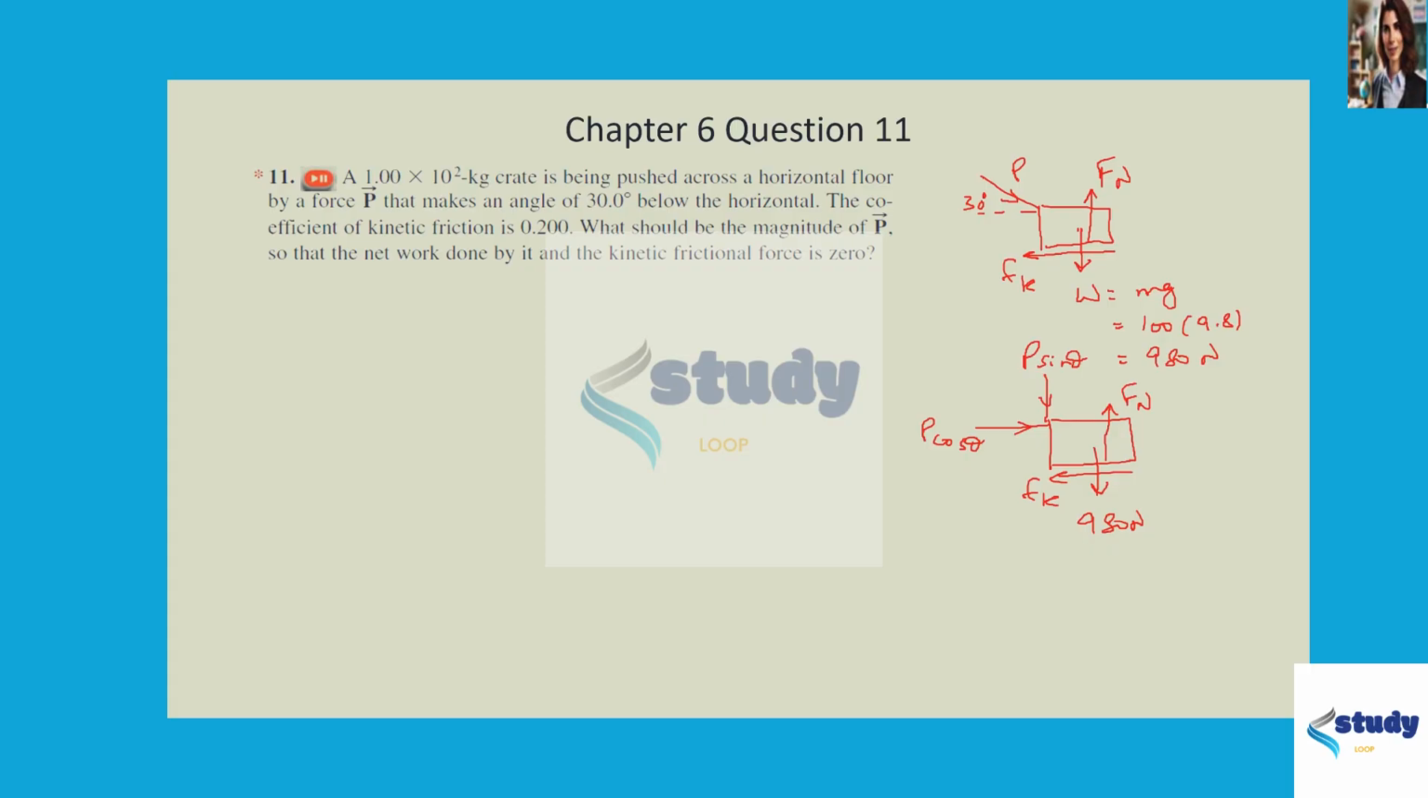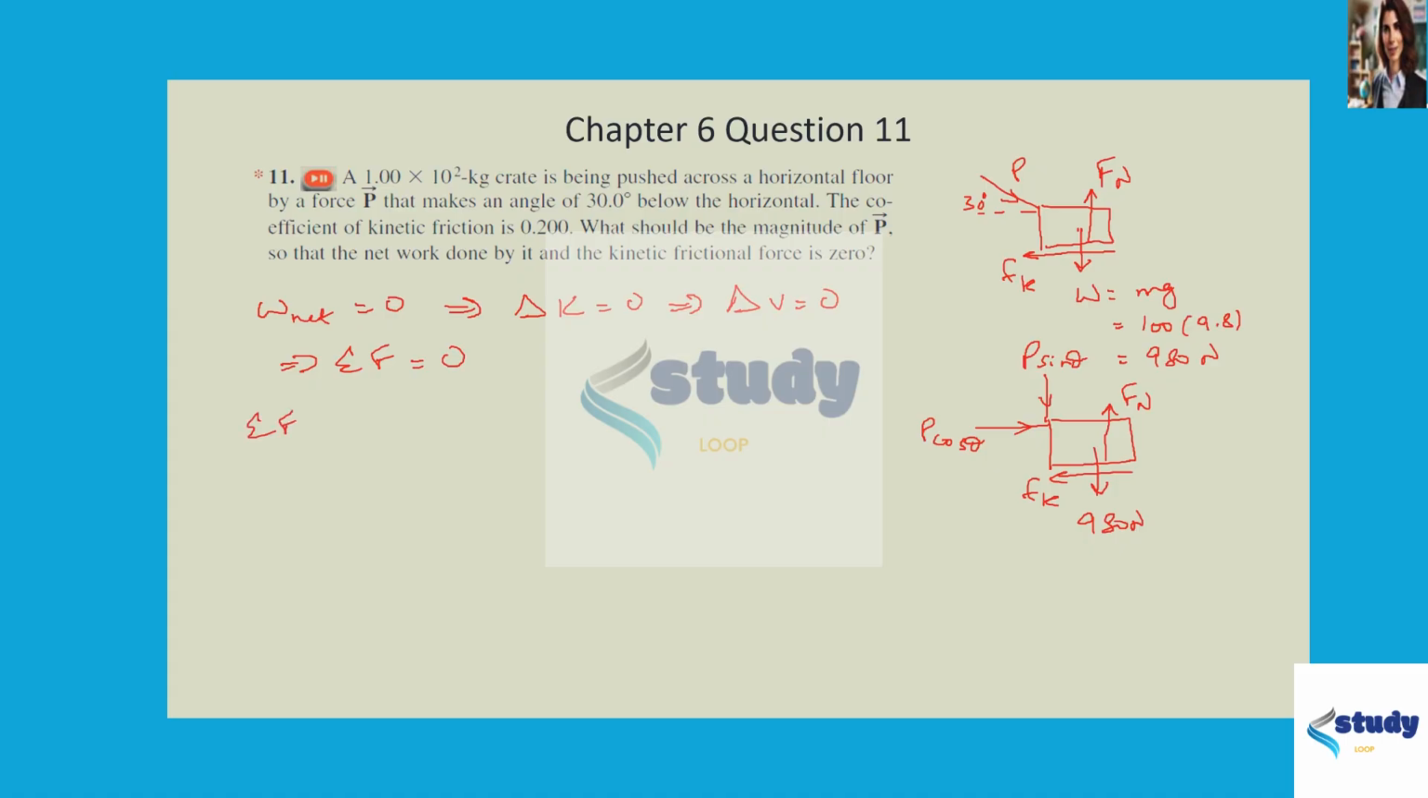So let's first of all figure out Fn. Since it's moving, the net work is 0, therefore it's moving at a constant speed. So when you have net work equal to 0, that would imply that delta K is equal to 0, and that would imply that delta V is equal to 0, and that would then mean that the sum of all the forces is 0. So we can say that the sum of forces is 0.